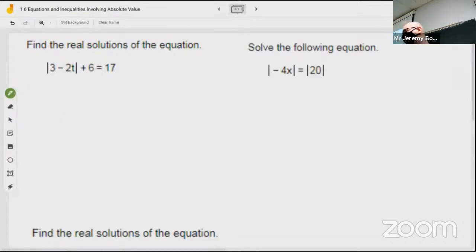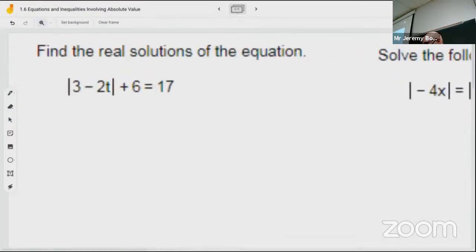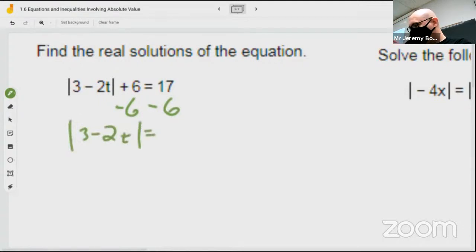absolute value is equal to 17. So what do we need to do first? Anybody? Subtract 6 from both sides. And why do we want to subtract 6 from both sides? To isolate the absolute value. Yeah, so we get the absolute value by itself. We're going to isolate it alone on the side. So the absolute value of 3 minus 2t is equal to 11.